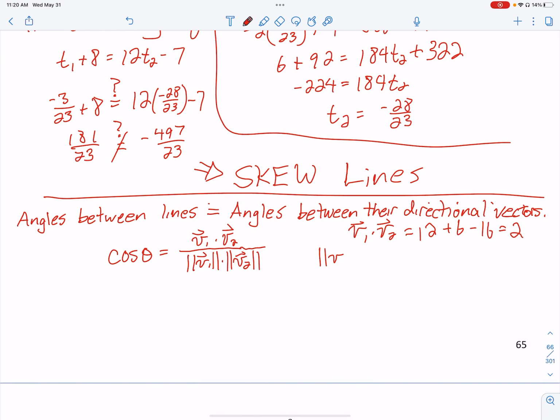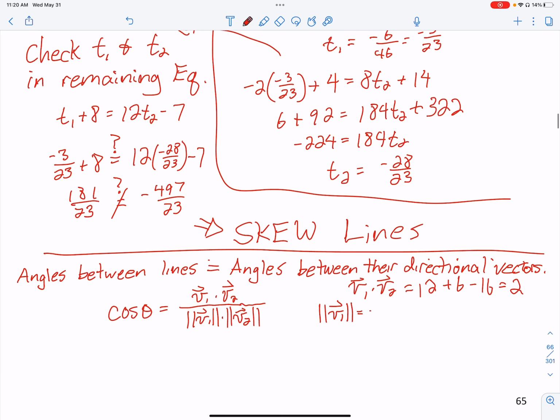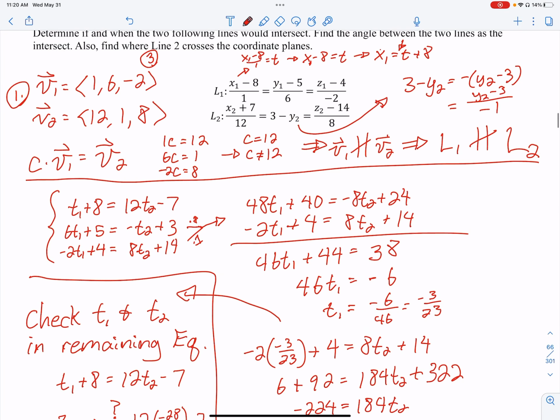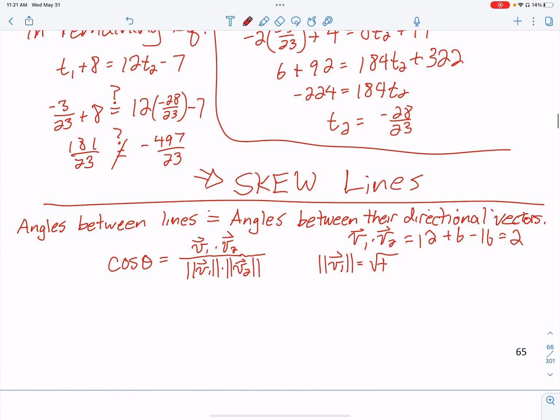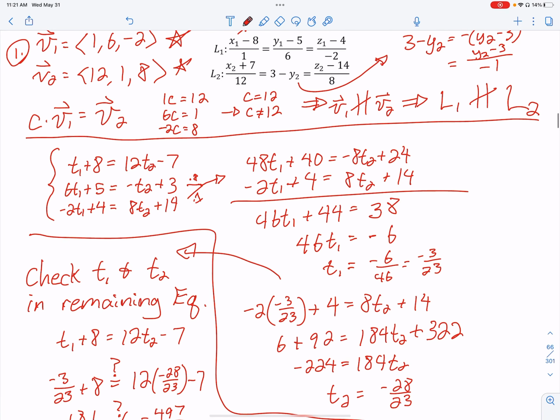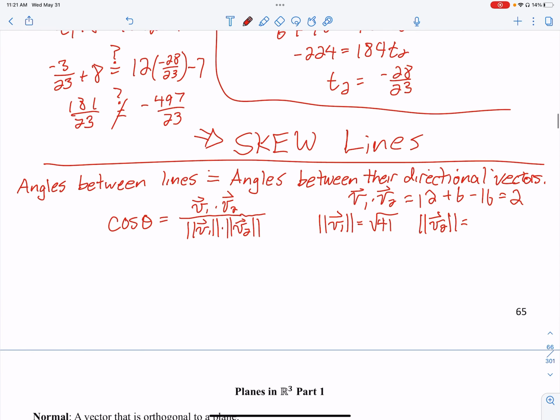Let's go ahead and find the magnitude of v1. If I go back up, v1 was right here. So 1 squared is 1, 6 squared is 36, is 37, plus 4 more is 41. So v1 is the square root of 41, magnitude. v2's magnitude, if I go back up, we're looking right here. 144 plus 1 is 145. 145 plus 64 is 209. So this is the square root of 209.